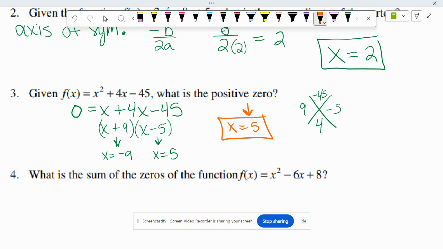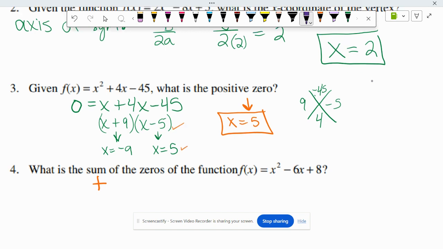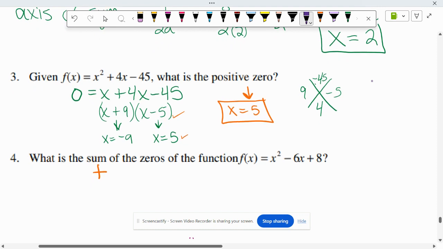Number 4 says, what is the sum of the zeros? Owen, what does it mean when it says find the sum of the zeros? What does the word sum mean? Add. Yeah, so we're going to add together the zeros. And finding the zeros is doing what? We just did. What is that called? Begins with an F. Factor. We're going to set it equal to 0 and factor.